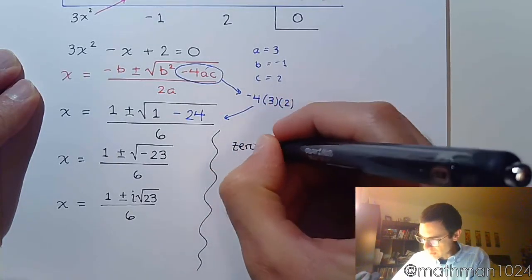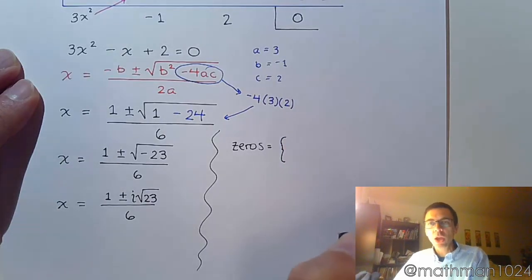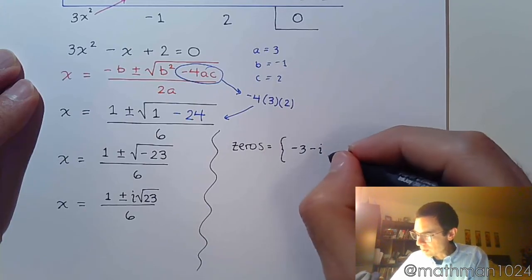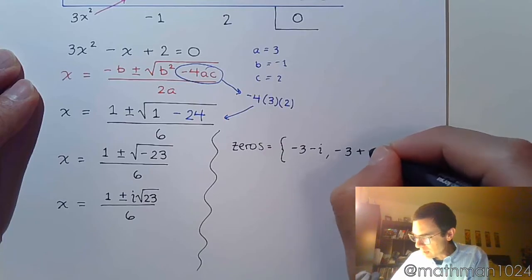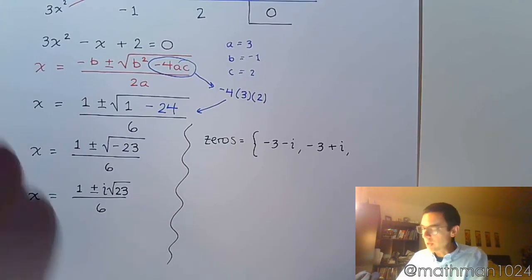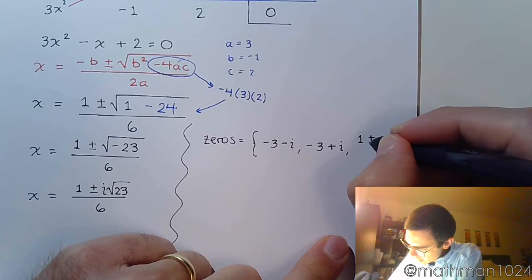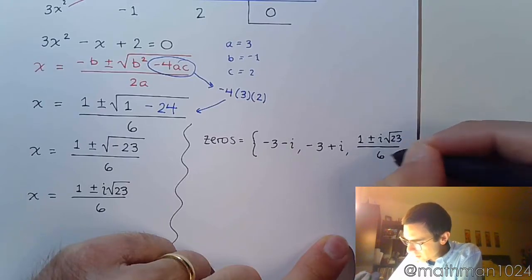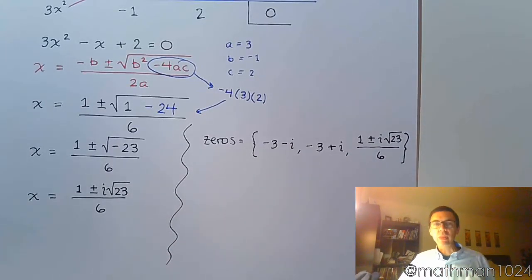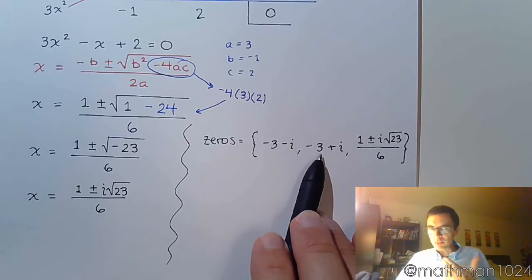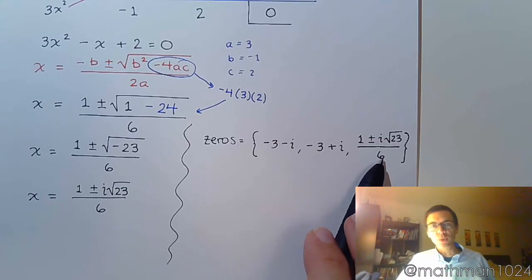Alright, so our zeros, we were given negative 3 minus i, but we also know that that's going to include its complex conjugate, negative 3 plus i. And then we did the quadratic formula to come up with the other two zeros, 1 plus or minus i times the square root of 23, all divided by 6. So here are our four zeros. The one that was given to us, its complex conjugate, because we know how complex conjugates work in terms of zeros, and then these last two that we found from the quadratic that was remaining after I did synthetic division.